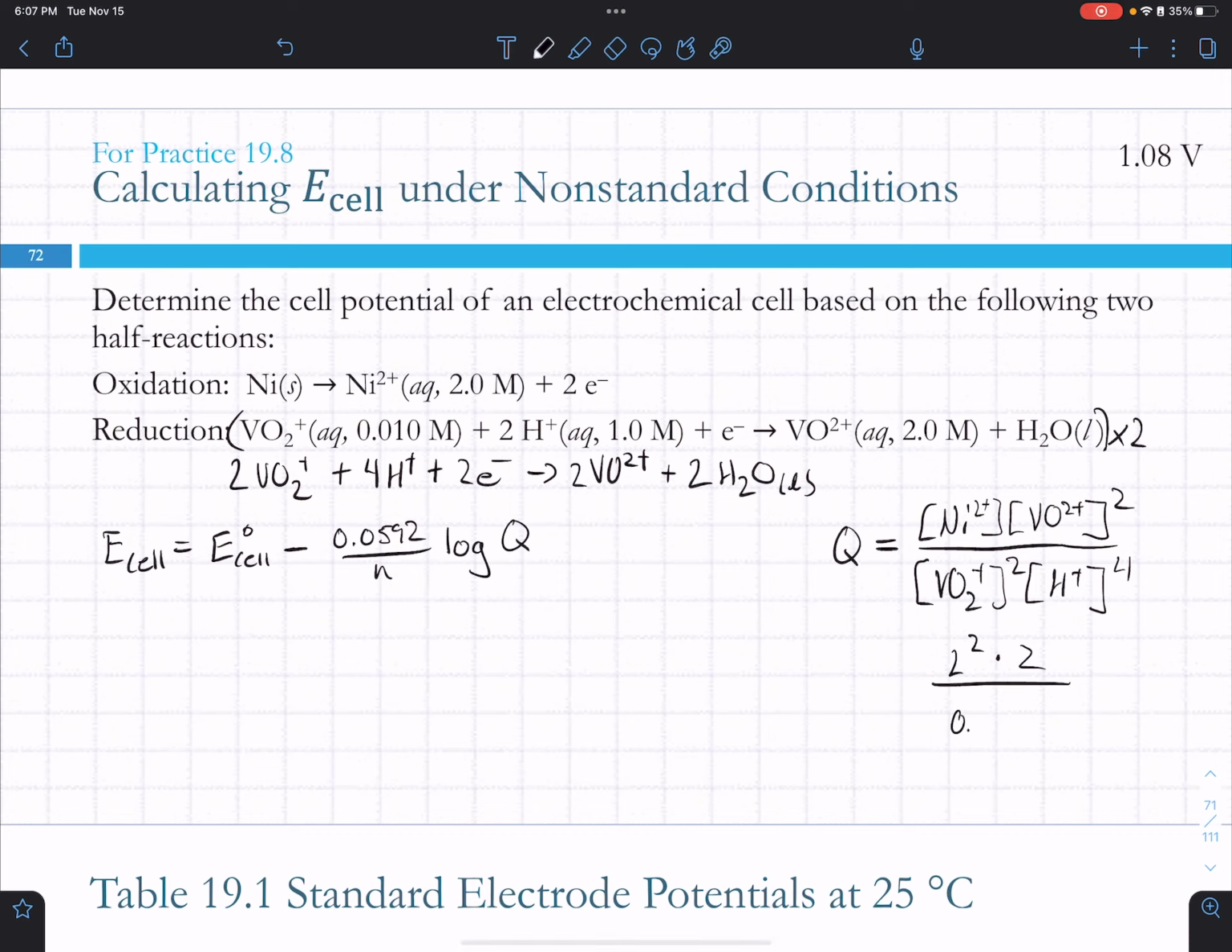And that's going to be 2 squared times 2 over 0.01 squared times 1.0 to the 4th. So 2 squared times 2 divided by 0.01 squared times 1 to the 4th. So you get 8 times 10 to the 4.